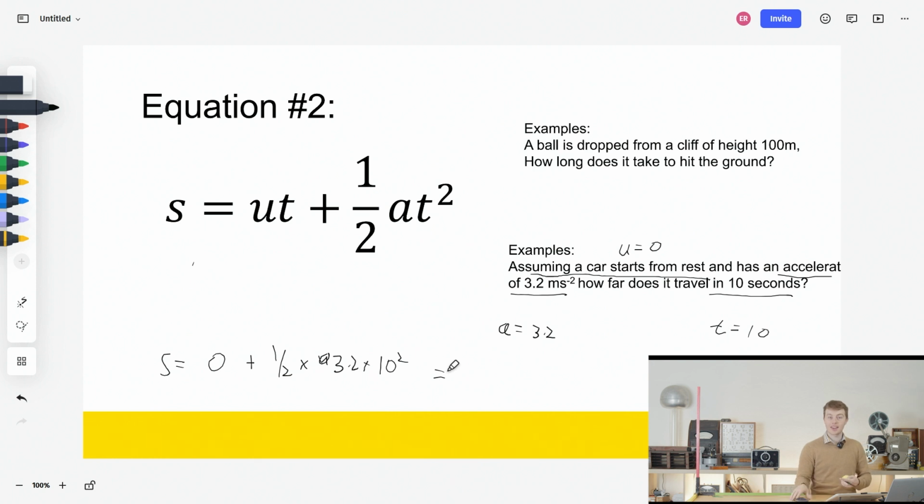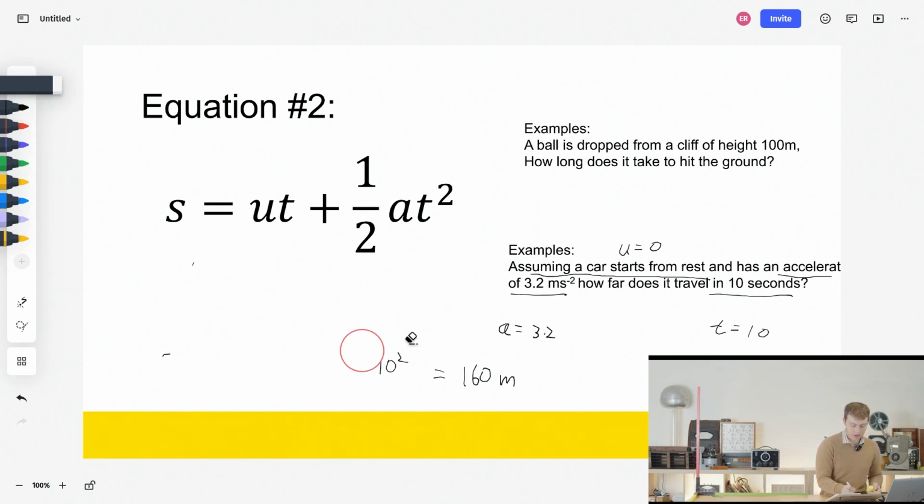Pop that in the calculator. So 0.5 times 3.2 times 10 squared gives us 160 meters. That's how far it goes, 160 meters.